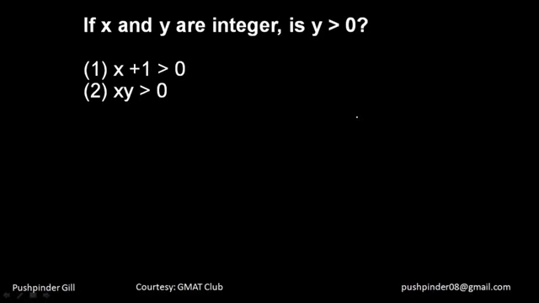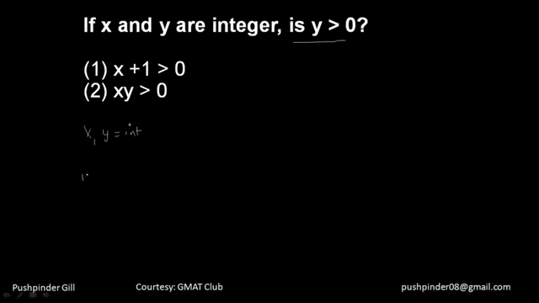It says, if x and y are integers, is y greater than 0? Whenever you read the word integer or distinct, you better mark it down in your subconscious. It says that x and y are integers. It's always good to write it down when it says that something is an integer, so that you know throughout the question. Now it is asking me, is y greater than 0 or not? That means it's pretty much asking me, is y positive or not?